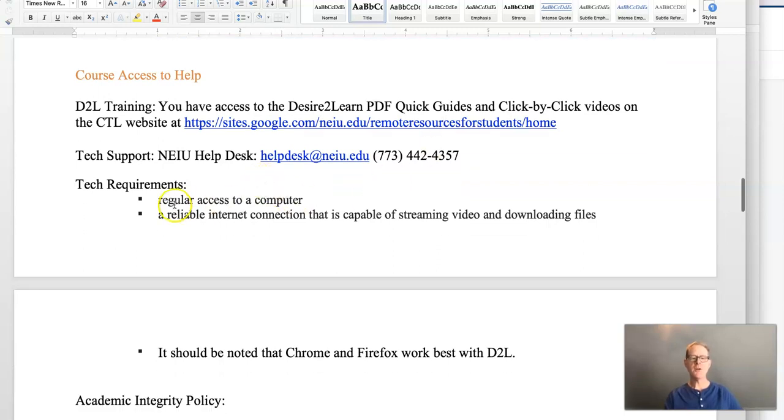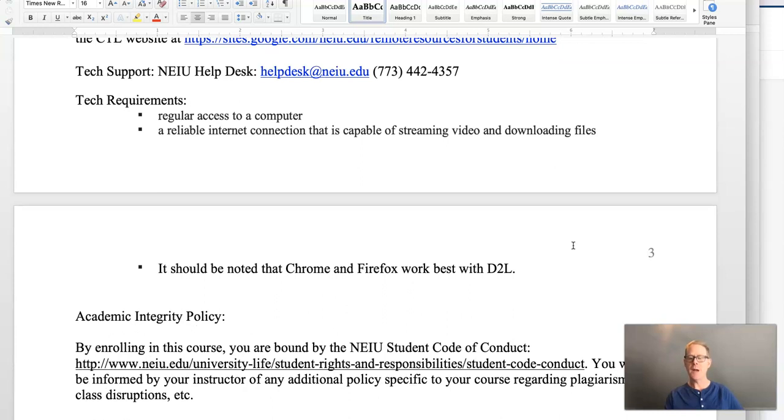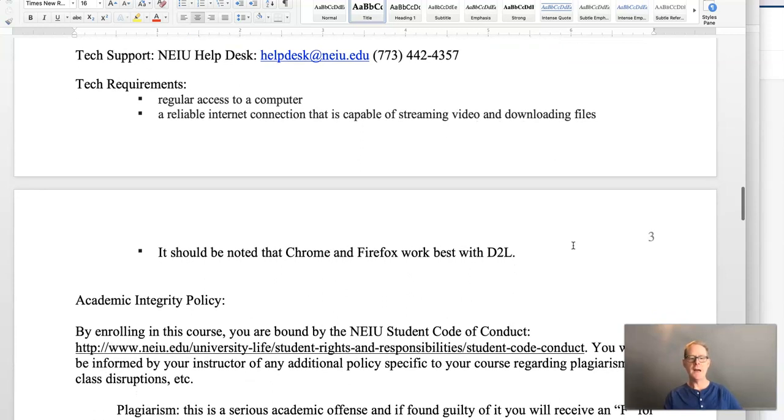You are going to need, of course, regular access to a computer and a reliable internet connection. You're going to be streaming videos like this one, downloading files, and so on. I would also point out that doing this on your phone is not going to work very well. I'm going to be showing presentations, images, text, and looking at documents, and the screen on your phone is just too small. You're going to need a computer, a larger screen, at the very least a tablet to look at things.